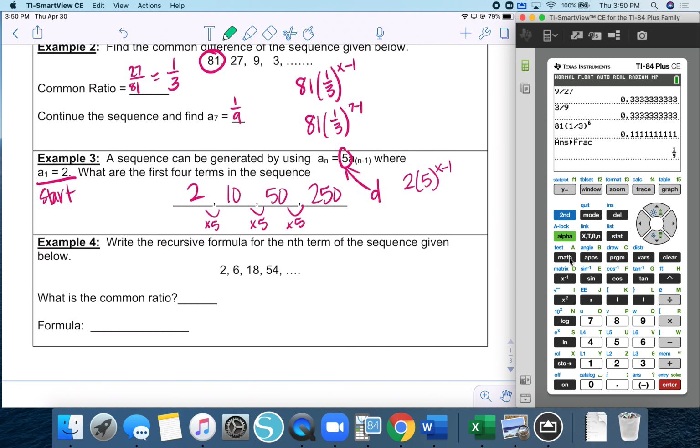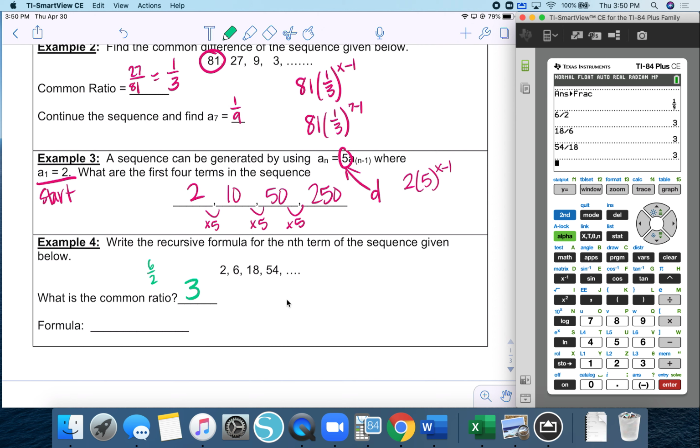Example 4, write the formula for the nth term of the sequence given below. So my common ratio, remember I take a value, divide it by the value that came before it. So 6 divided by 2, because that's the number before, my common ratio is going to be 3. I could also do 18 divided by the number that came before it, or 54 divided by the number that came before it. If you are asked if it is a geometric function, then you would need to make sure all of these are divided by that same ratio, or multiplied in this case.